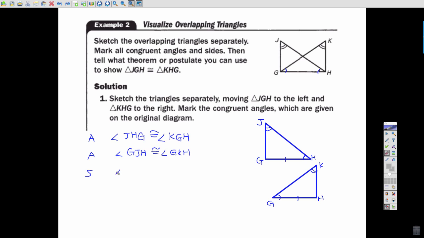So make my eraser a little smaller. It says the side length of GH is congruent to GH by reflexive property, right? Therefore, I can draw the conclusion that triangle JGH is congruent to triangle KHG. That's a K. Right?